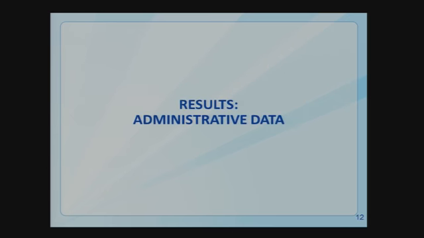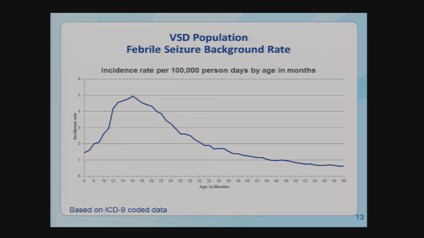Now into the results, I want to show you some background on the VSD population. Looking at the background rate of seizures, regardless of vaccination, as expected, it varies by age. Shown here on the graph between ages 6 and 60 months, we can see the peak incidence is at about age 16 months, and at the peak, it's almost 5 seizures per 100,000 persons per day.